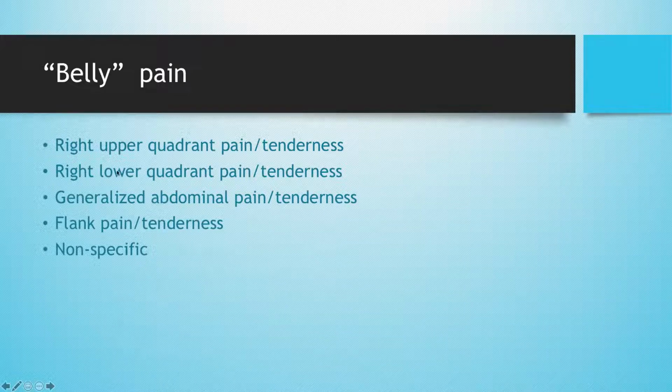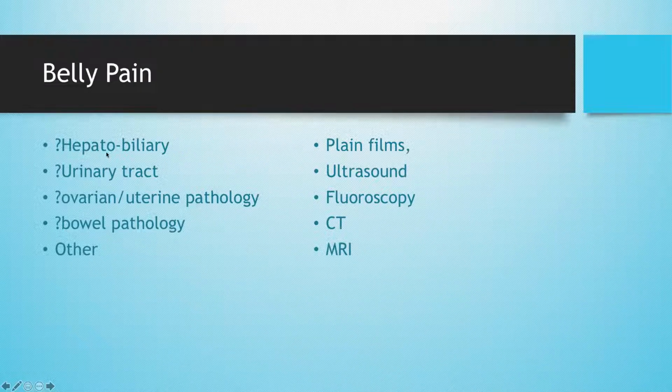So let's look at belly pain. Could be right upper quadrant pain, could be right upper quadrant tenderness. And as you all should know, pain is what the patient complains of, and tenderness is what you elicit on examination. Could be lower quadrant, could be generalized, it could be in the flank, it could be non-specific. It could be due to hepatobiliary issues, urinary tract, ovarian, uterine, bowel, other causes.